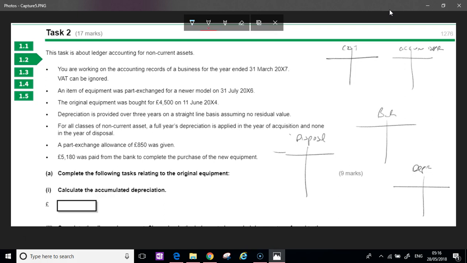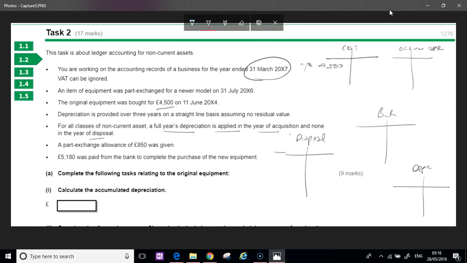So what are we saying here? We have an asset that we once had that we're going to get rid of. And we have this rule again. For all classes, always look for that rule: a full year's depreciation applied in the year of acquisition, not in the year of disposal. So you have this thing that you bought some time ago, 4,500. And you bought it on the 11th of June, 2004. So you're aware of what the year end is.